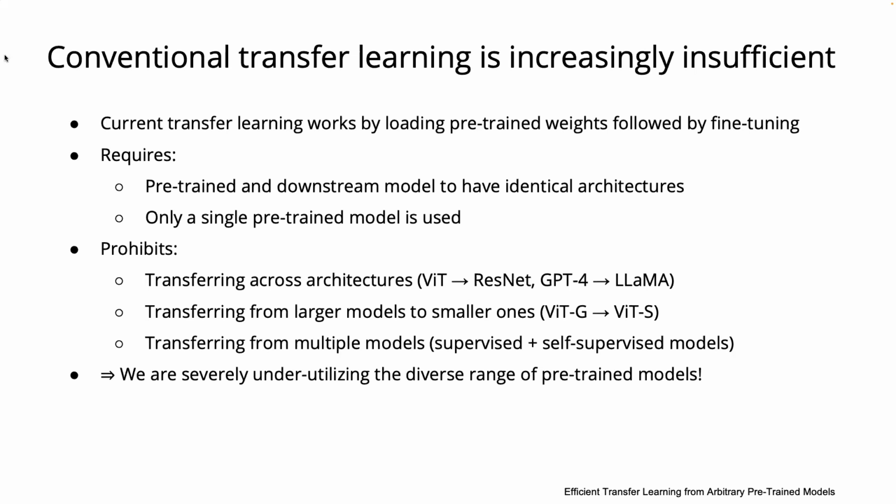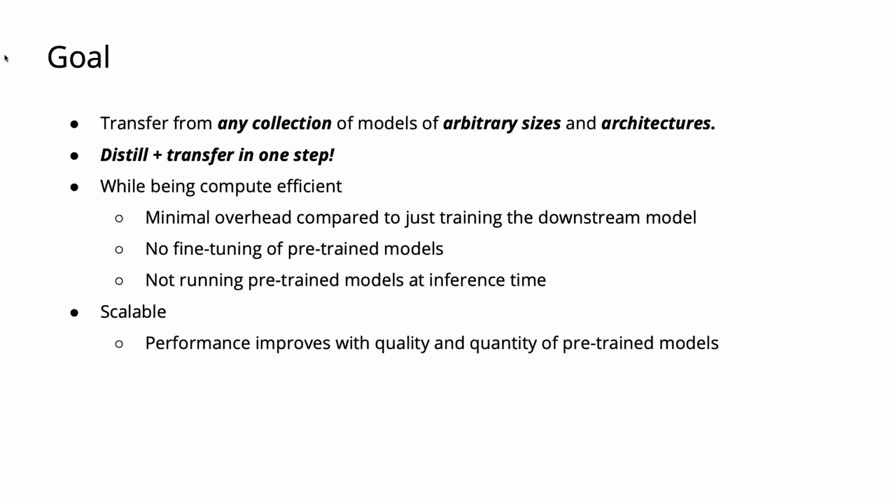So now, as I mentioned, the current paradigm prohibits us from transferring across architectures, or transferring from a large model to a small model efficiently, since it's cross-architecture. And the next problem is how to transfer from multiple models together. I think we are seriously underutilizing the diversity of pre-trained models, as they have been released day after day. So our goal is very simple: we want to give transfer learning maximum flexibility, so we can transfer from any collection of models of arbitrary size and architecture.